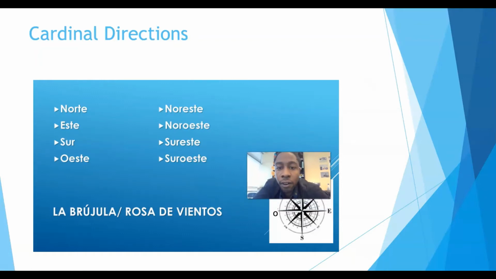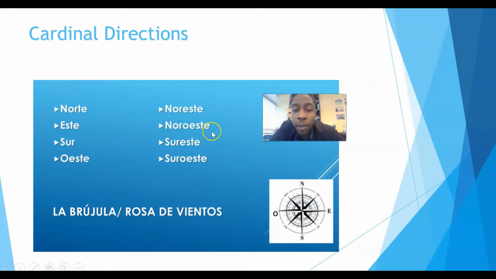So here are our cardinal directions, and we are going to be able to use these in the sentence in place of our relative directions like al lado de, encima de, and debajo de. We will need to start off with the word "to the," so it'll be al norte, al este, al sur, or al oeste. So we would say it's to the north, to the east, to the south, or to the west. And we would say de, of, and then we would connect our relative words.